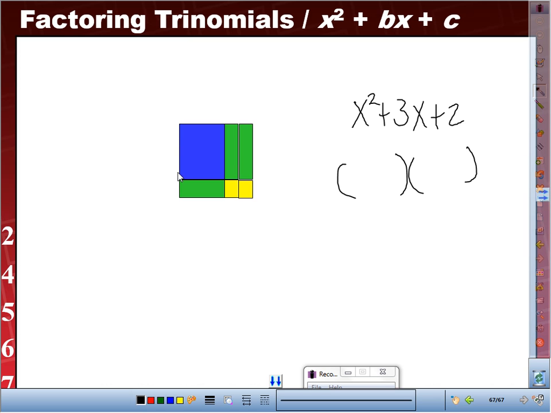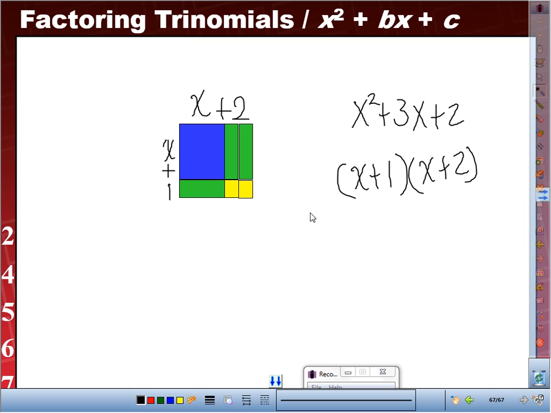What does this side measure? X. What does this side measure? 1, so this is x plus 1. What does this side measure? And what does this side measure? 2, so this is x plus 2. So my dimensions are x plus 1 times x plus 2. Does that make sense? Yes.